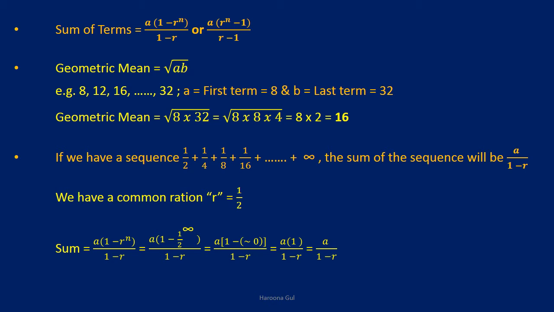Kindly remember that if we are given a sequence with fractions involved, the sum of the sequence will be a over 1 minus r. Because in fractions, when you move towards infinity, the value of each term gets closer to 0, which means that the common ratio with fractional power having infinite exponent will give us a value too little to be significant. Therefore, our answer will be equal to a into 1 divided by 1 minus r, which is equal to a divided by 1 minus r.